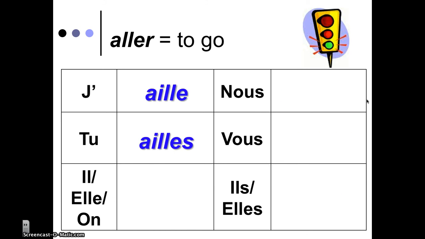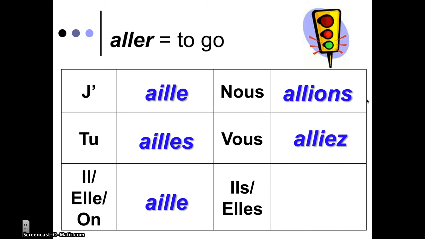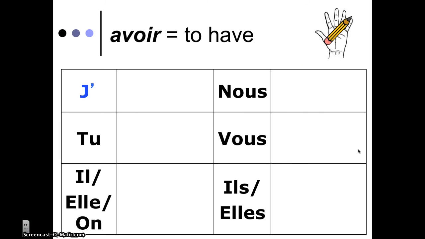J'aille, tu ailles, il aille. Yes, that's for real. Hope you're getting some giggles out of that. So, see, you've got the endings still, the ions, iez, ent. But notice here we're going AI in the stem, and this is AL. So, be careful. Here comes avoir for you.